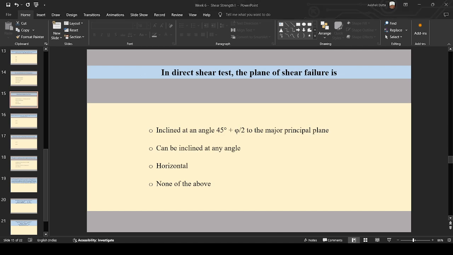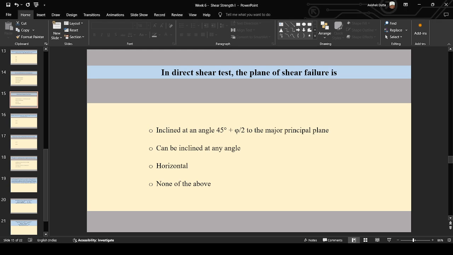In direct shear test, the plane of shear failure is. The options are inclined at an angle of 45 plus phi by 2 to the major principal plane, where phi is the angle of internal friction. Option 2, can be inclined at any angle. Option 3, horizontal. Option 4, none of the above.